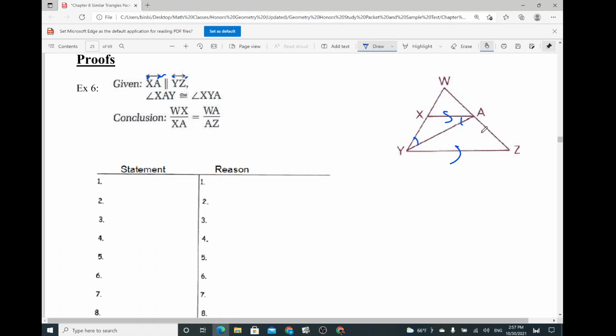Okay, so we're using a proportionality statement. So that means we need to prove that the triangles got to be similar. So start off with the given statement. So again, instead of using lines, just say XA is parallel to YZ. So if those two line segments are parallel, one thing that we can include here is saying that angle WXA is congruent to XYZ. Okay, so this one will be corresponding angles.